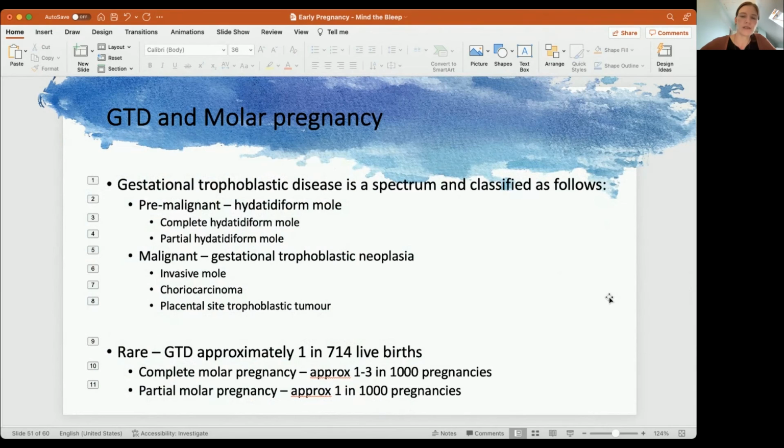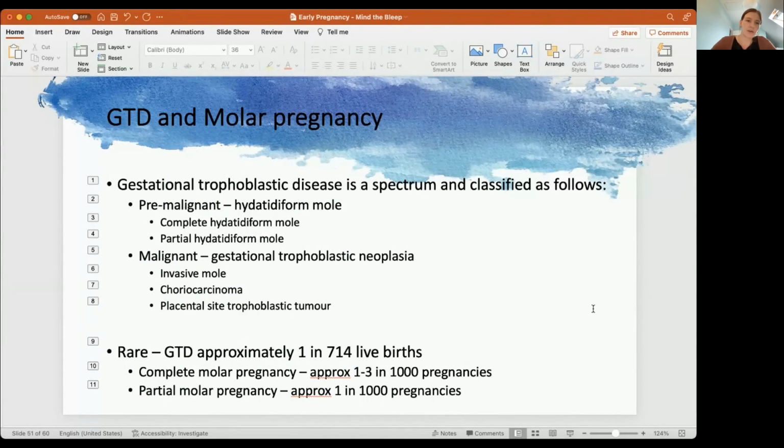That's why it's important. And then the malignant side of things, so the gestational trophoblastic neoplasia, are basically the other end of that scale. So firstly, you get the invasive mole, and then this can turn into choriocarcinoma. And this can metastasize to different parts of the body as well if left. But again, it's very, very unusual in the UK to see metastatic choriocarcinoma. Very unusual. But there's the occasional one here and there.